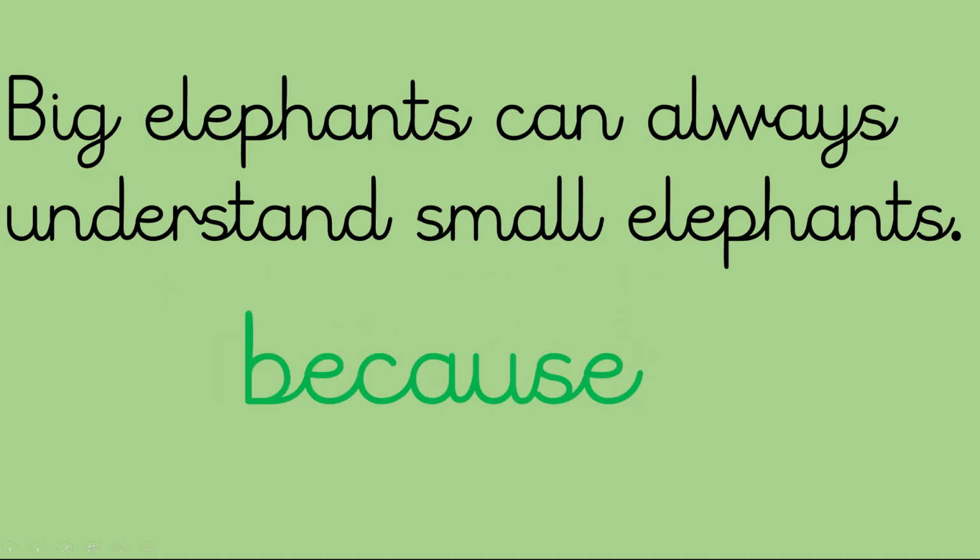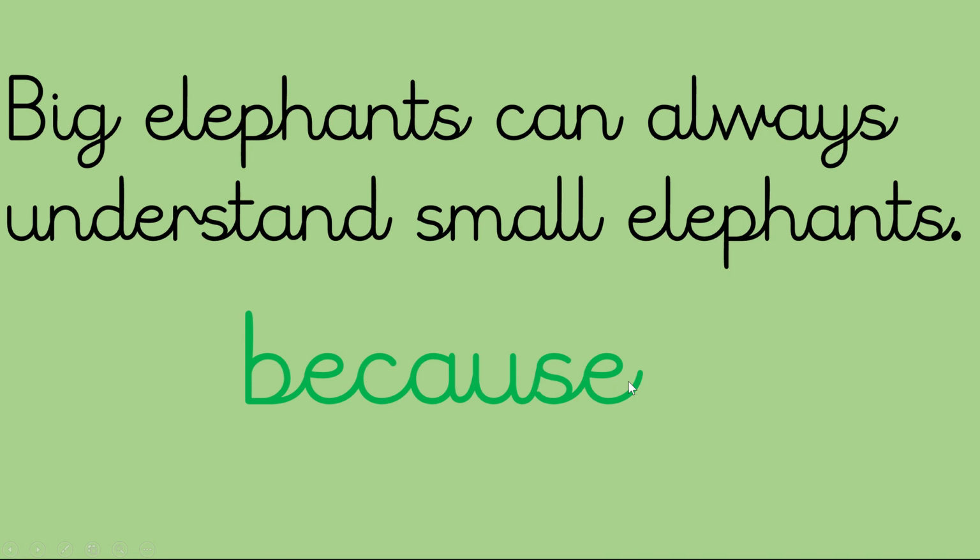Because. So big has got a B at the beginning, so that's our first word. Elephant has got an E at the beginning, so that's our next word. Can has a C at the beginning, so that's our next letter. A is at the beginning of always, so that's our next letter. Understand has got a U at the front, so that's our next letter. Small has got an S, so that's our next letter in because. And finally, elephants begins with an E, so that means that we've got an E next.